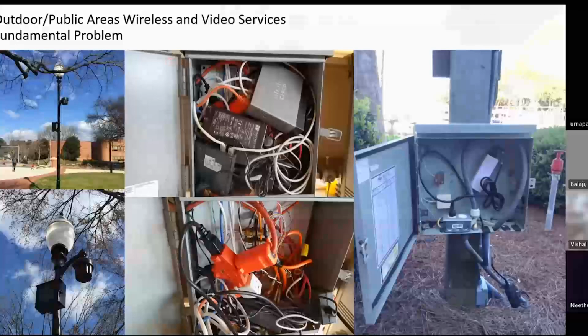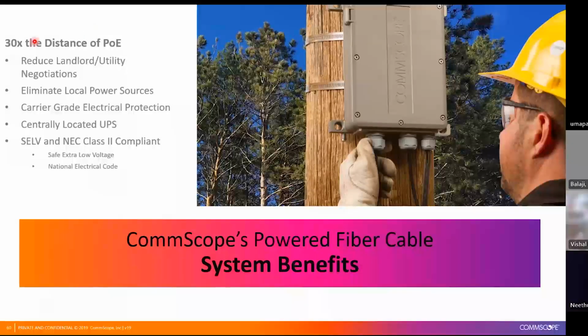To avoid this, our system will support 30 times the regular distance. A regular system supports 100 meters. With 30 times, it can go up to 3,000 meters, that is 3 kilometers. So how it works: this is a PoE extender which goes out to your user end, your IP camera or any IP device that works on PoE. It can be your Wi-Fi access points or CCTV or anything.